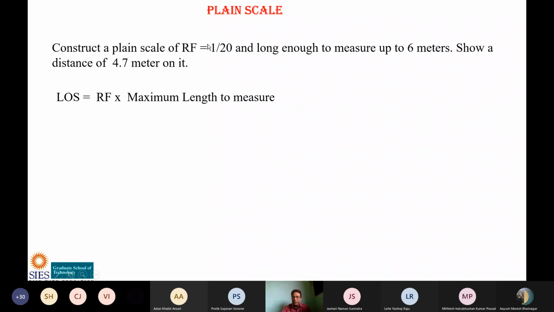So we'll convert this into millimeter. I've written 1 by 20 into 6 meter. Then 1 meter is 100 centimeter. I think I have missed the 6 here. I have missed 6 here.